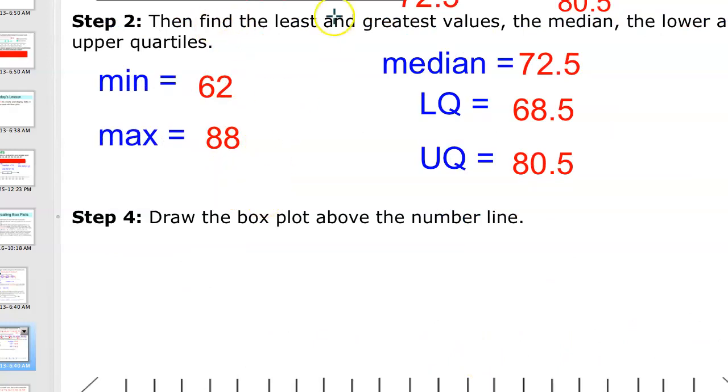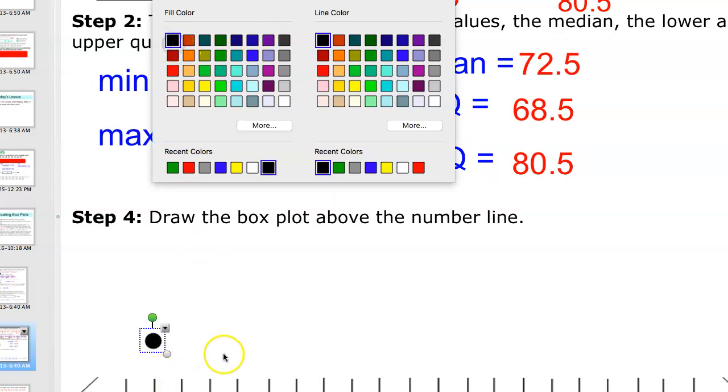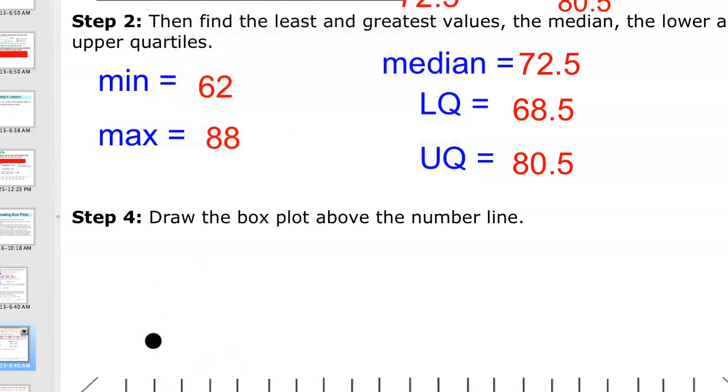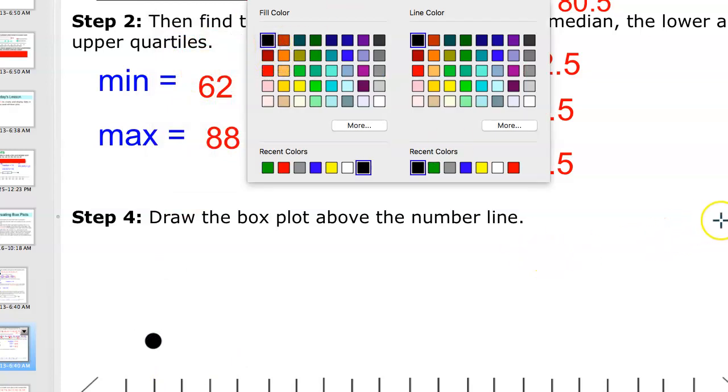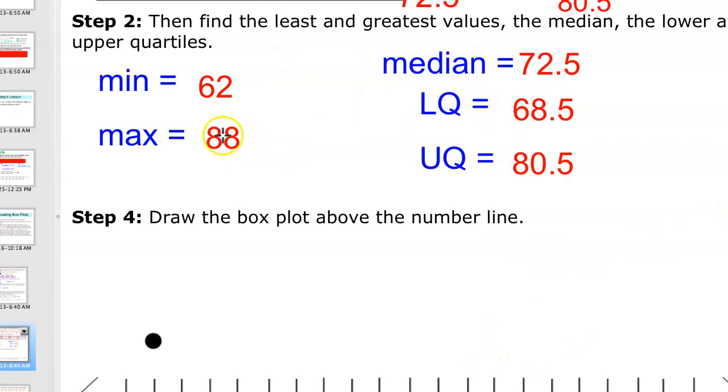So I'm going to go and draw my dot at 62. Well, that was not a shaded in dot. Okay. That's 62. And then my maximum, I'm sorry, is 88. So my 2 dots. Then I need lines for my median, lower quartile, and upper quartile. So my median is 72.5, that's closer to 72. 68.5 is my lower quartile. It's going to be in between 68 and 70, closer to 68. My upper quartile is 80.5.